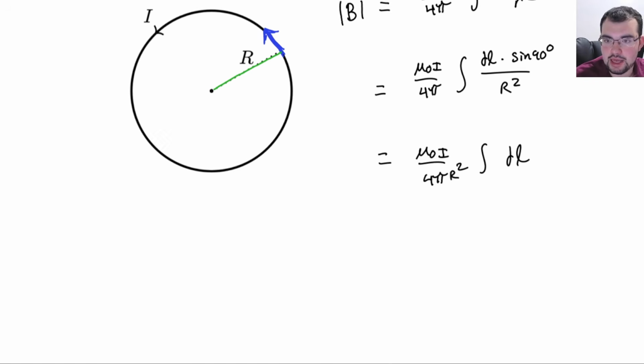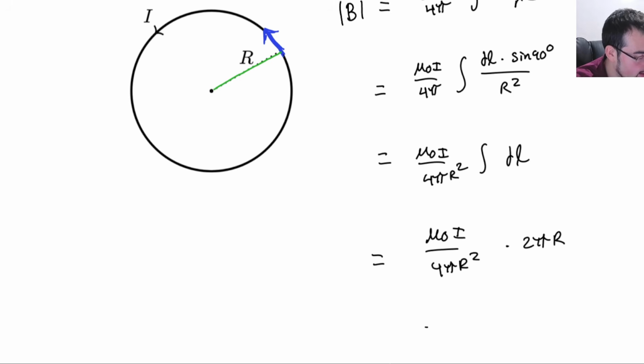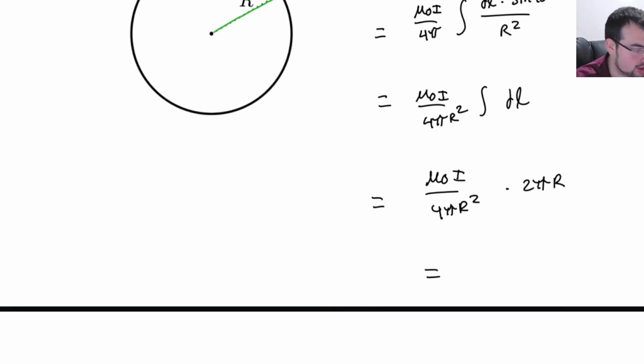So what would be the dl of the loop? Well, if I add up all the little length segments of the loop, I get the whole loop. How long is a loop? Well, a loop is a circle, so I just use the circumference, 2 pi r. And notice we get almost B wire. We get mu naught I over not 2 pi r, but 2r.